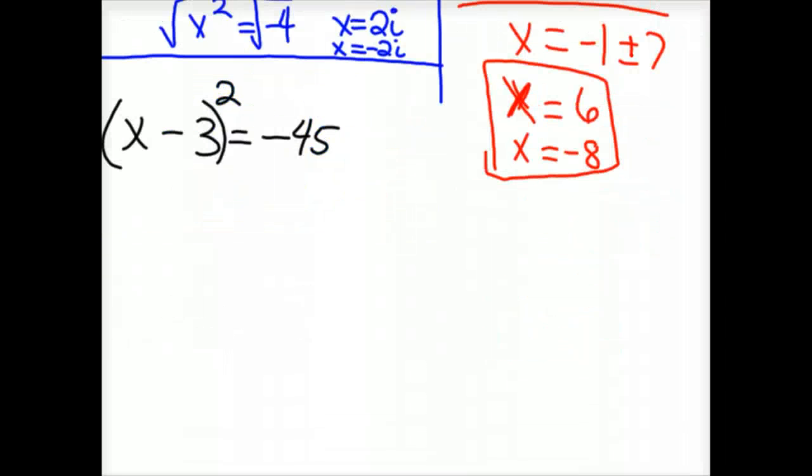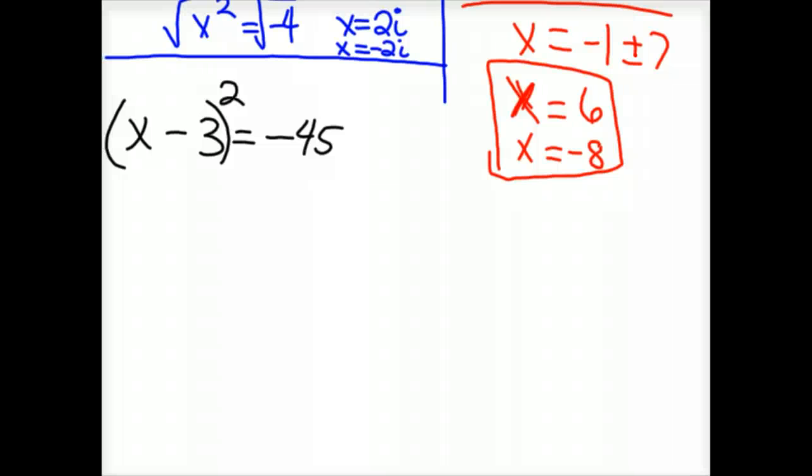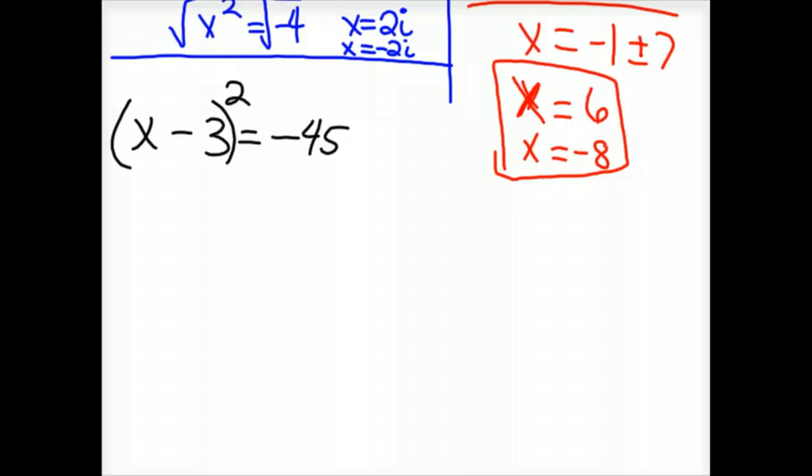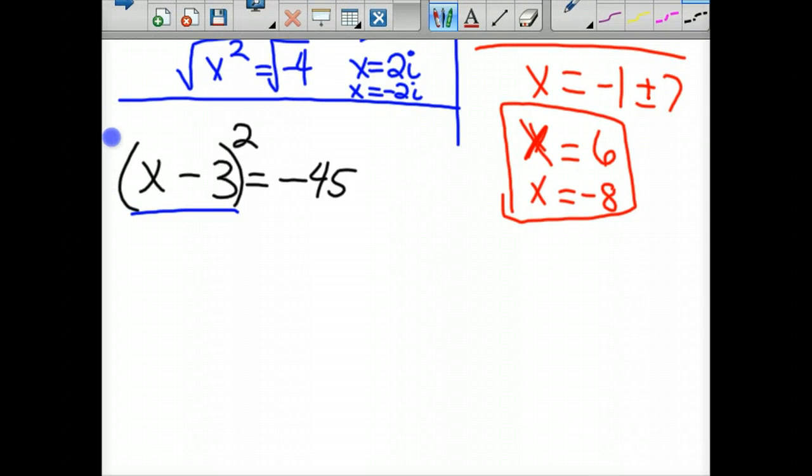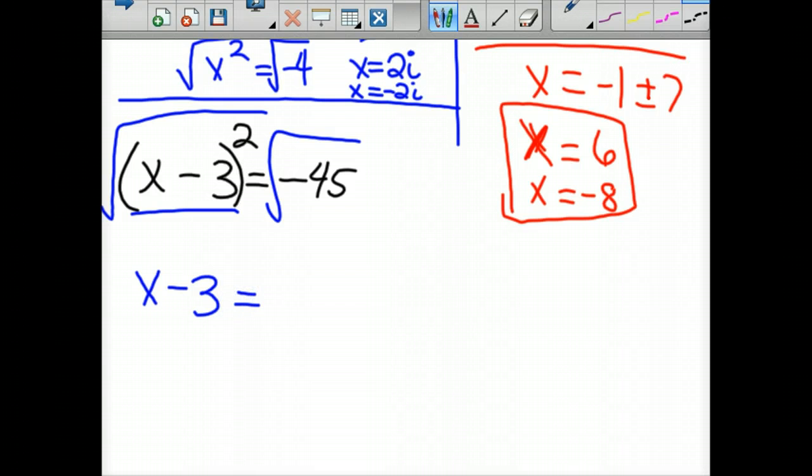Now for this third example, I just kind of threw in another imaginary number one, and it's very similar. Since it's x minus 3 squared, you can just square root both sides of the equation. And so you'd have x minus 3 equals, well, the square root of a negative is i.